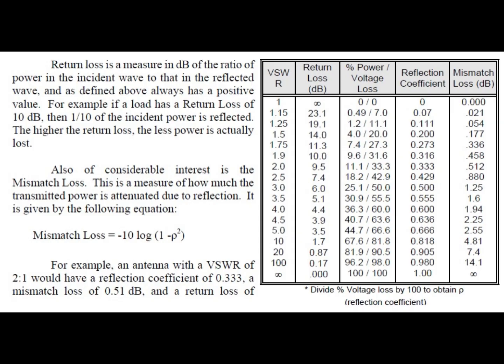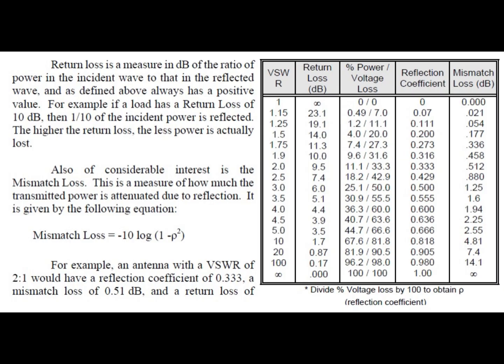Third, explaining the table in easy words. The table shows 5 things for different VSWR values: VSWR, return loss in dB, percentage power loss and percentage voltage loss, reflection coefficient, mismatch loss in dB. Let's understand the table in simple spoken form. VSWR equals 1. Return loss, infinity, meaning perfect match. No power loss. Reflection coefficient, 0.